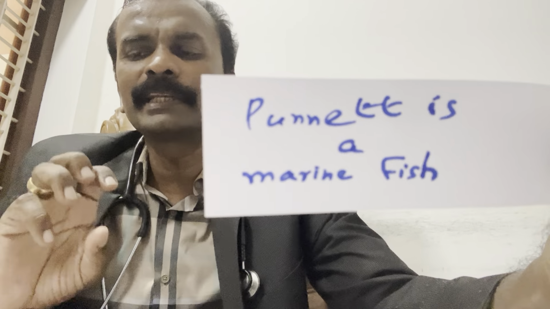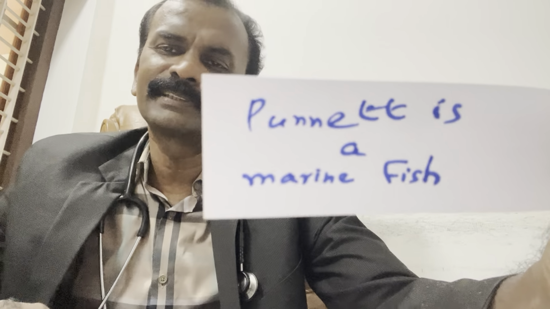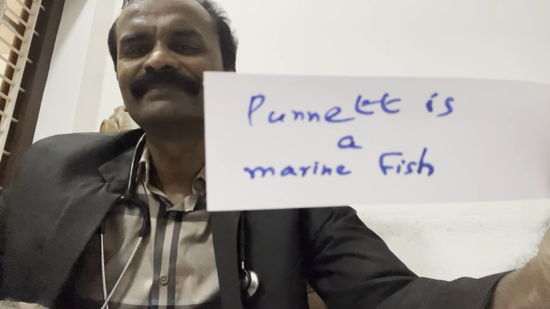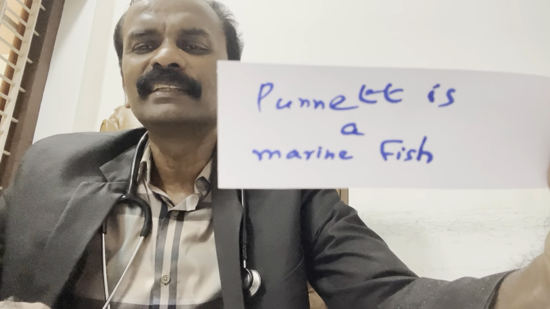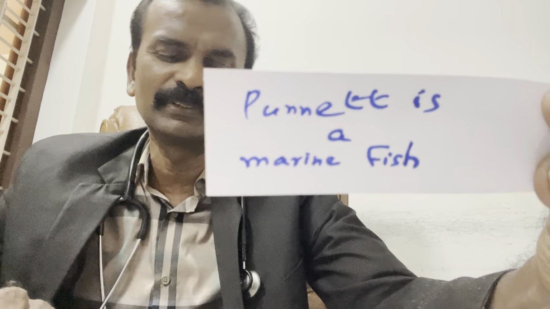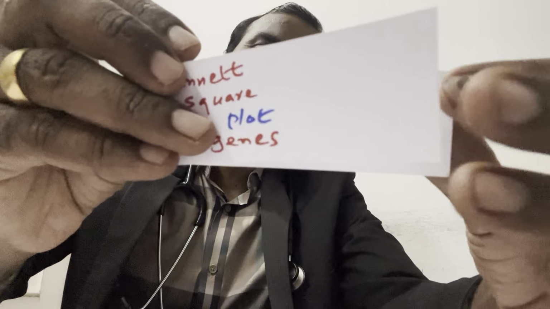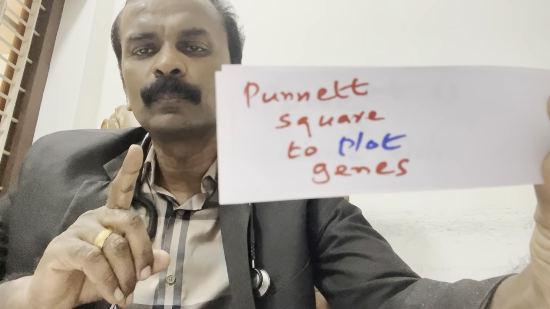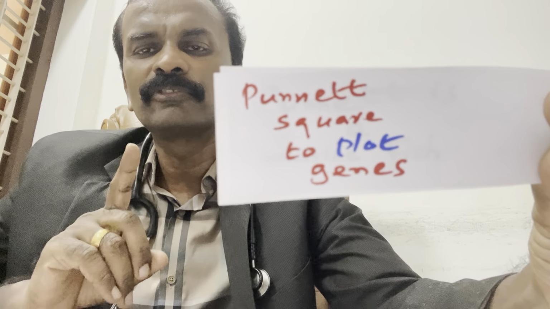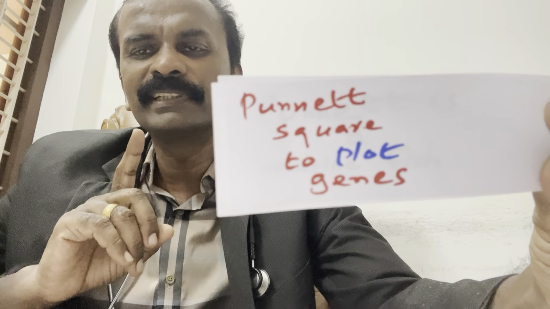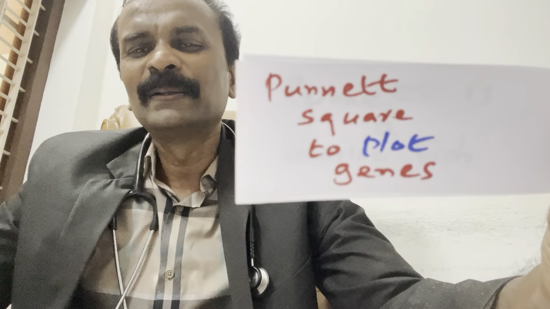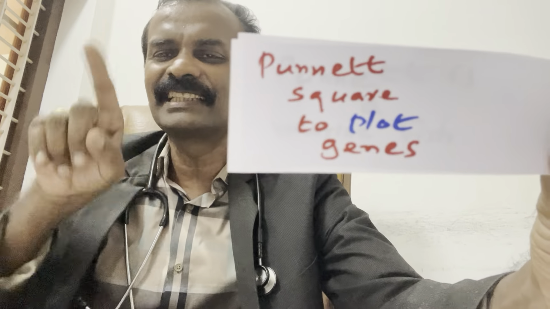Punnett is a marine fish. True or false? Punnett. Any idea? Is it a marine fish or a sea water fish? No. Or a pond water fish or a lake water fish? What is the idea? Be very careful while answering this. Punnett square is for plotting of genes in that square. Okay. Punnett square, to plot the genes in the corresponding squares.